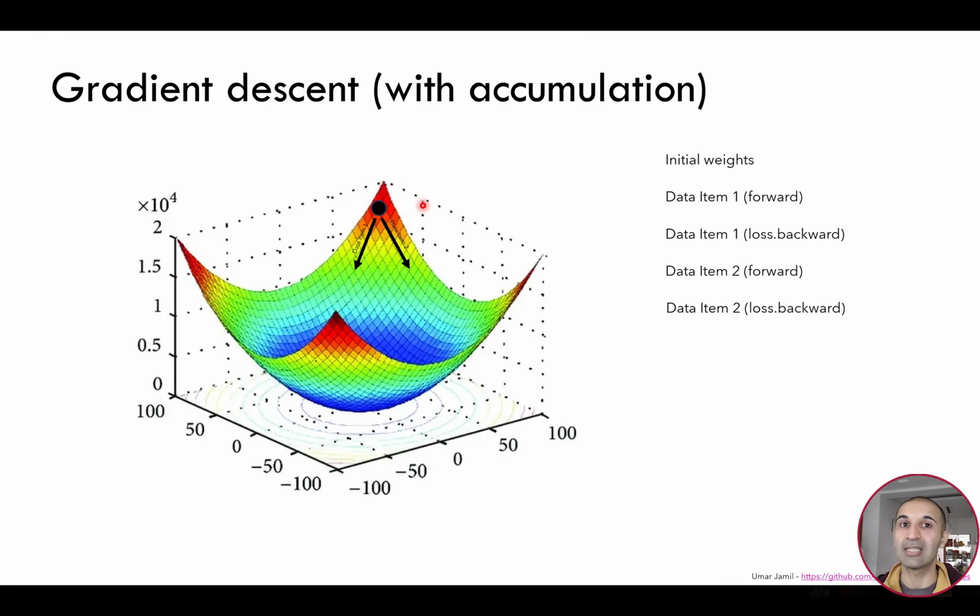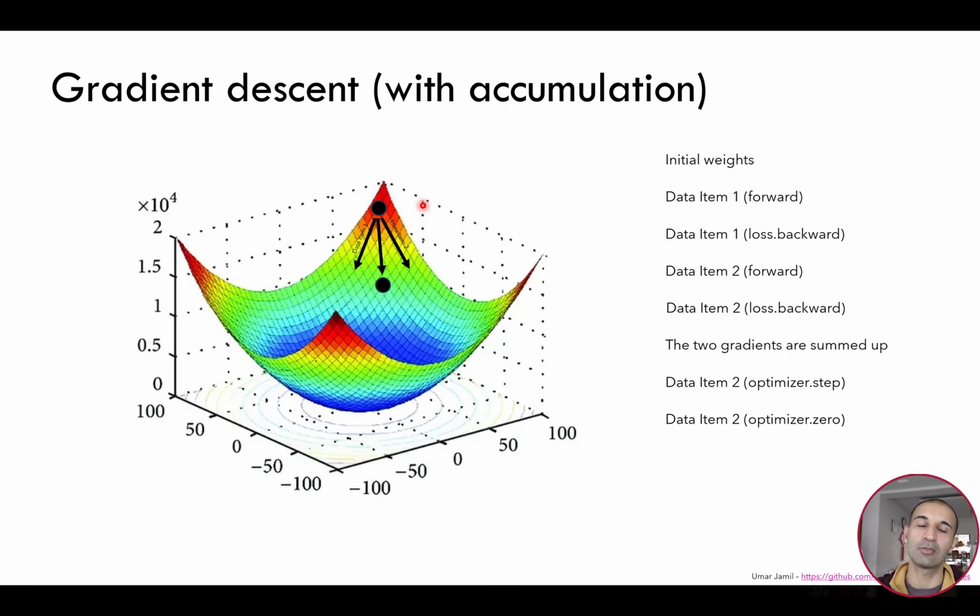But these two gradients will then be summed up by PyTorch, and this will result in a resulting vector that indicates a direction. And then we run the optimizer, so we do optimizer.step, which will update the values of our weights according to the direction indicated by the sum of the two gradients of the two previous data items. And then we run optimizer.zero_grad. This will reset the gradients to 0 for all the nodes.